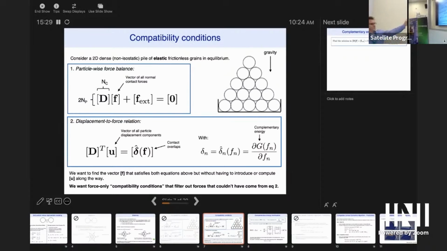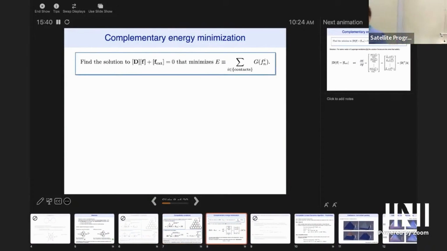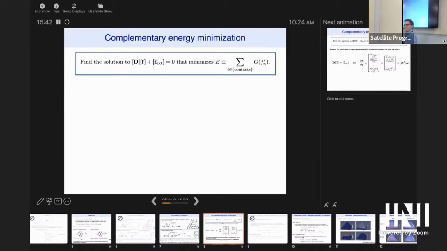But we'll start with 2D because I can draw it easier, frictionless, and where I know everything's in contact before we start getting rid of all of those. So, math. Remember Lagrange multipliers? Okay, here we go. Let's look at the thing in the box together.